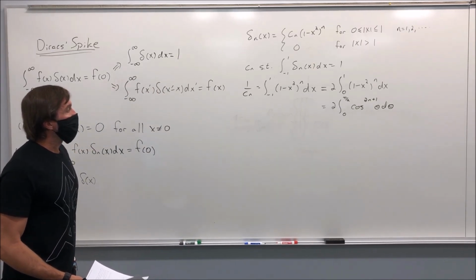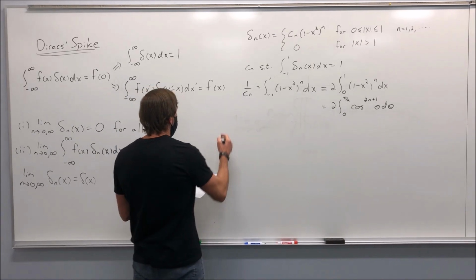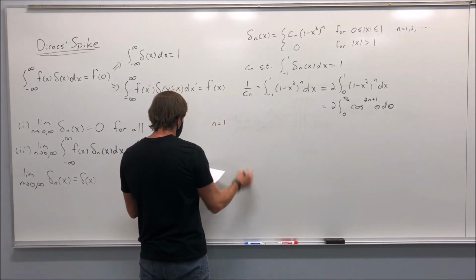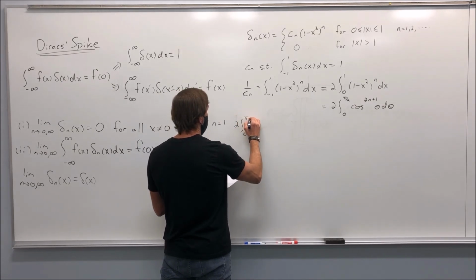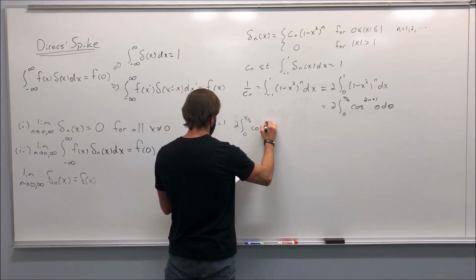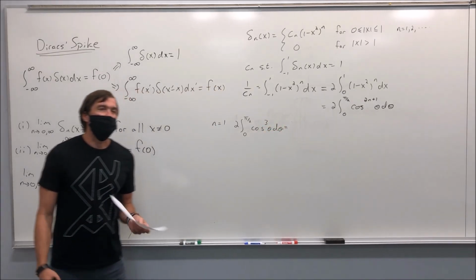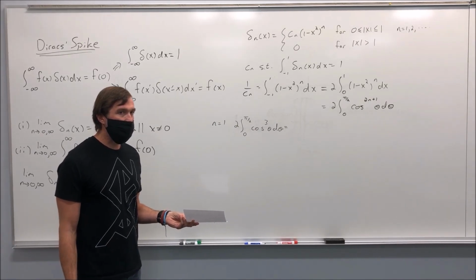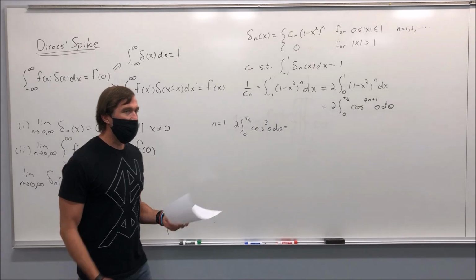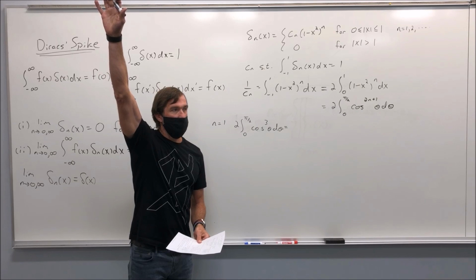All right, so let's bang out a couple of C's just to see what the values are. So if n is equal to 1, what we have is 2 times the integral from 0 to pi over 2 of cosine cubed theta d theta. This is one you should all be able to do, right? How would you do it? Who knows how to integrate cosine cubed theta by hand? Who doesn't?